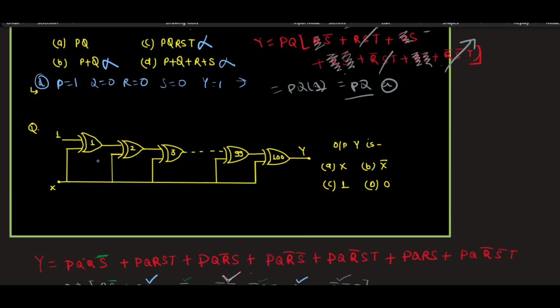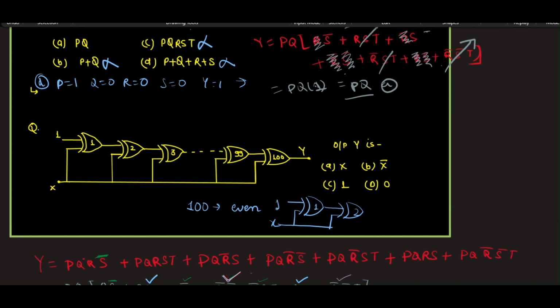Moving on to the next one, you have the XOR connection. There are 100 XOR gates. 100 is an even number. So we know that for an even number of inputs, you can actually reduce this circuit. You can go till level 2 itself, then also you will get the correct answer.